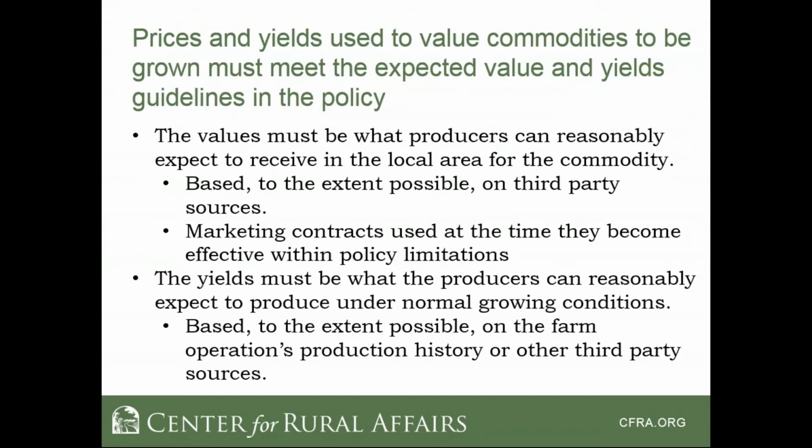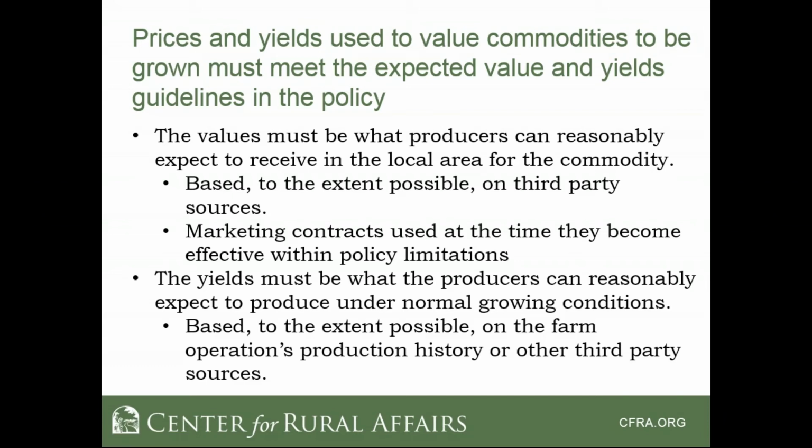So in this slide, I wanted to dig in a little bit into the question of how you show your expected revenue to your insurance agent, and what documentation and proof is useful to share with them to prove the revenue that you expect in the next year. So I pulled this directly from RMA resources. Prices and yields used to value commodities to be grown must meet the expected value and yield guidelines in the policy, which I believe you work out with your agent. So the values must be what you can reasonably expect to receive in your local area for the commodities.